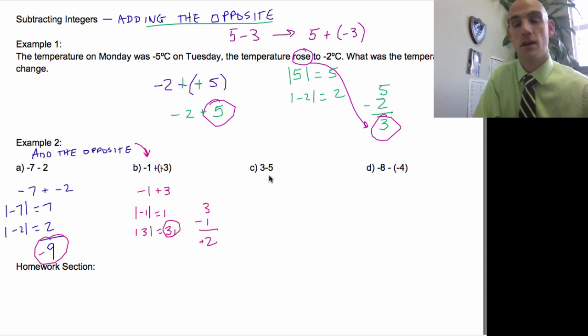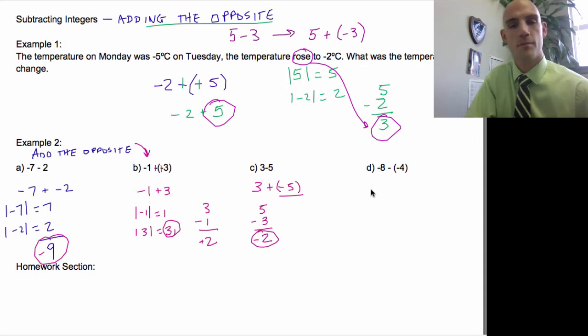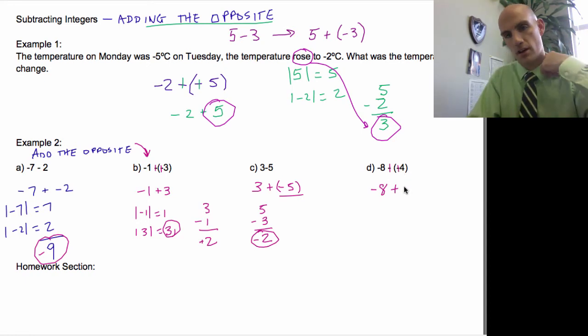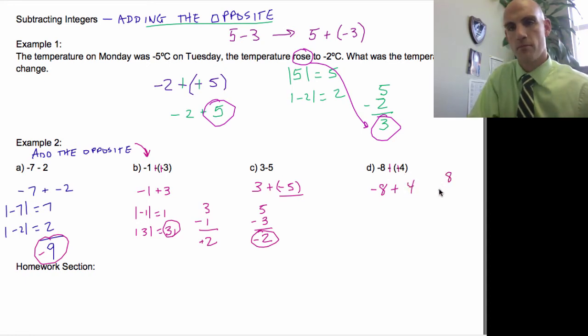Letter C, same thing here. So now we have two positive numbers, so I'm going to make this 3 plus a negative 5 instead of 3 minus 5. Well, I do 5 minus 3 gives me 2. The larger absolute value is the negative, so I get a negative 2. Okay? Same thing here. Negative 8 plus, so I'll change it to add the opposite. So negative 8 plus 4. So I'm going to do 8 minus 4 gives me 4. And the larger absolute value here is the negative, so negative 4.